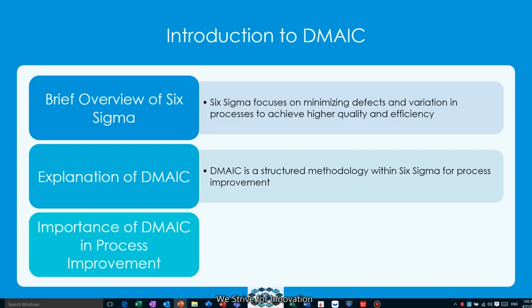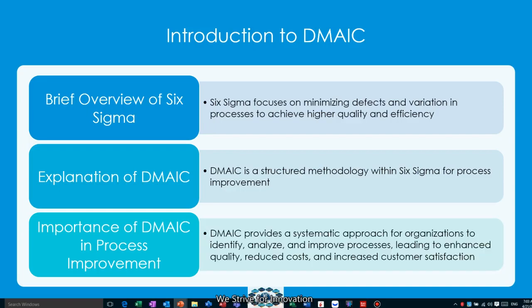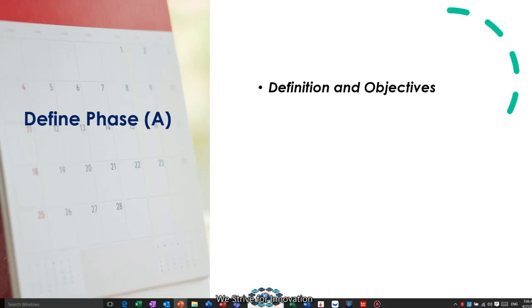Then we're going to cover why Six Sigma, or DMAIC within Six Sigma, is important, because DMAIC provides a systematic approach for organizations to identify, analyze, and improve the process, leading to enhanced quality, reduced cost, and increased customer satisfaction. So now we're going to start with the first phase, which is the Define phase.